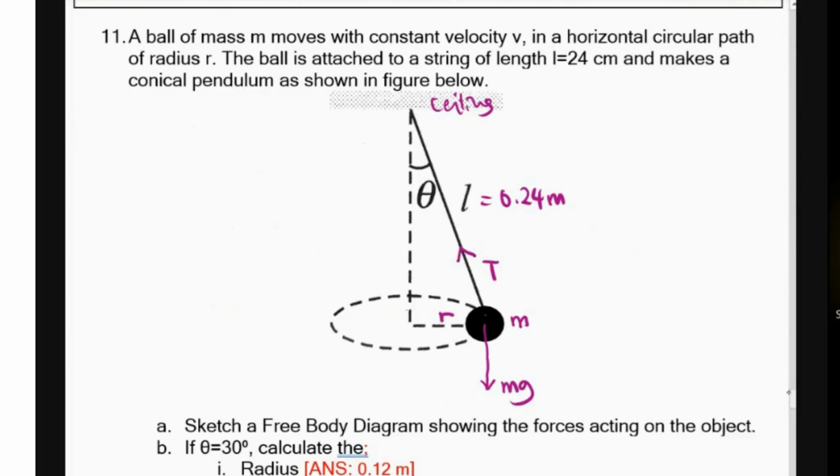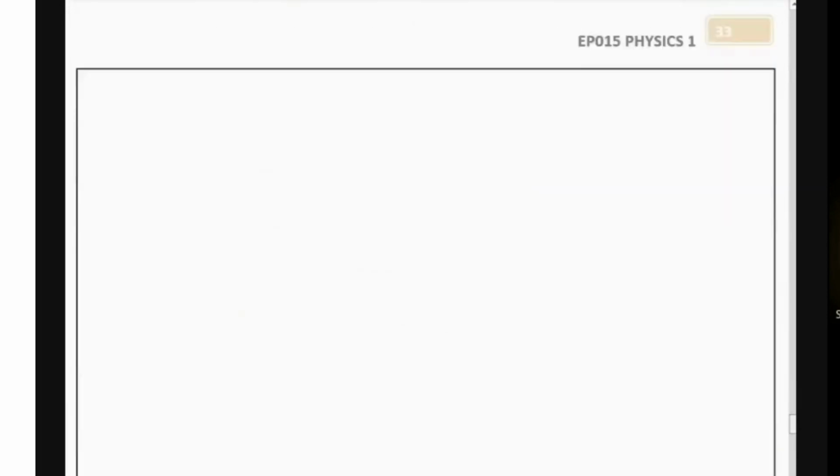And you must label the AC, centripetal acceleration. To show the direction of AC, you have to find the circle. The circle is horizontal, so AC is either to the left or to the right. But since the center is on the left of the ball, AC is to the left, not to the right. Okay, so we can draw a proper free body diagram for question A.